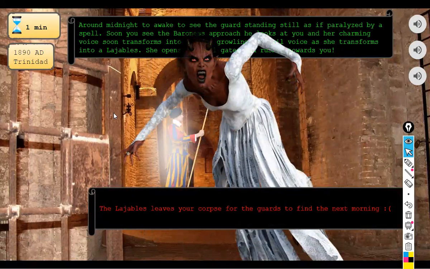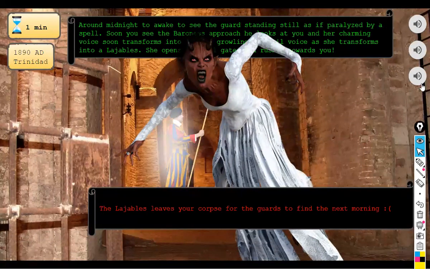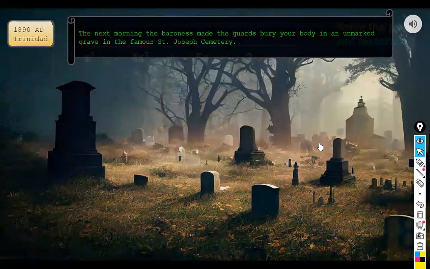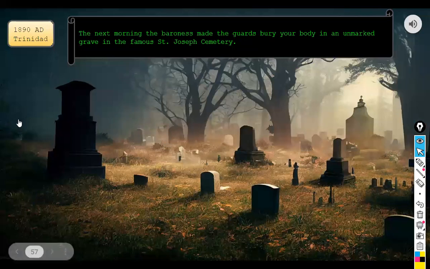So unfortunately, you don't make it out alive, guys. Remember, and after she feasts on you, she gets the guards to bury your body in the unmarked grave in the famous St. Joseph Cemetery, guys. So, guys, this here is the story. It was actually your grave is the unmarked grave in the cemetery. Plot twist. All right, guys. So I hope you enjoyed. Jeff, but obviously this is not a real story. It's not a real story.